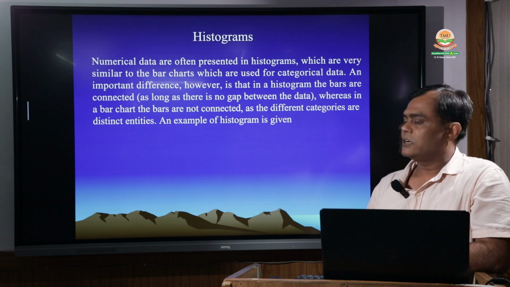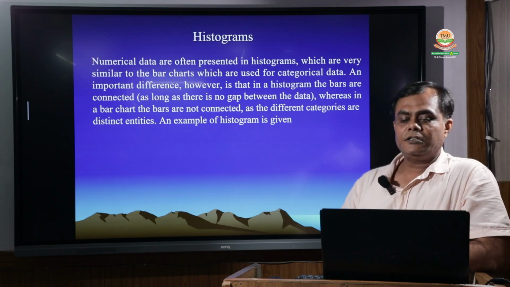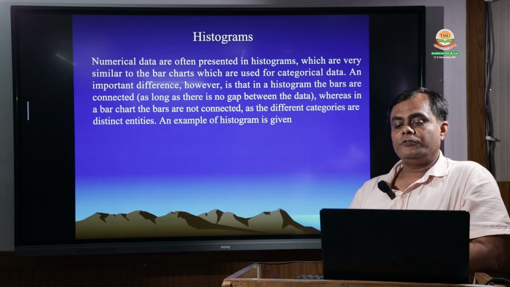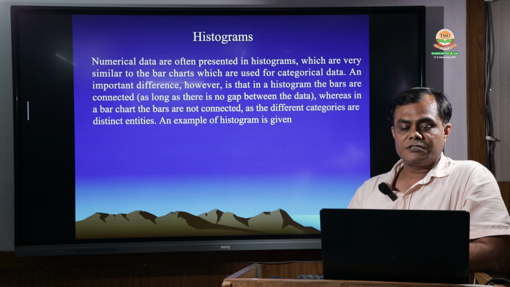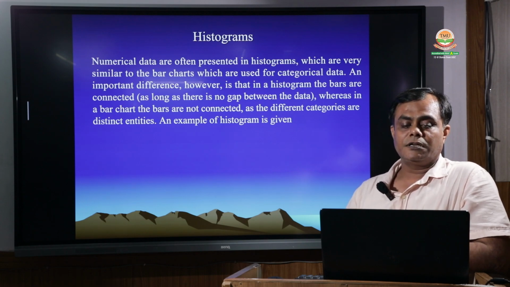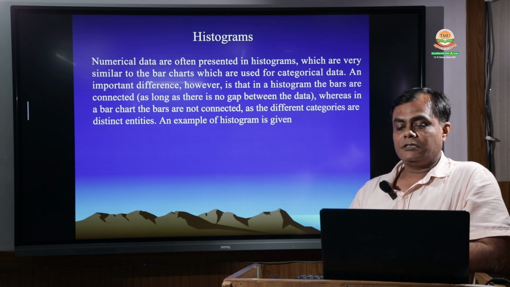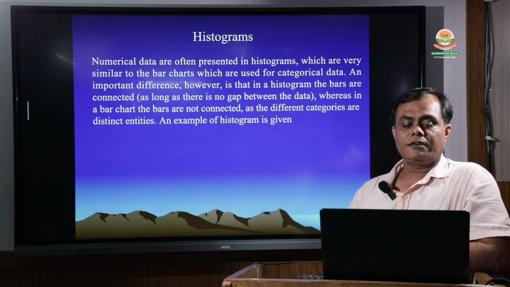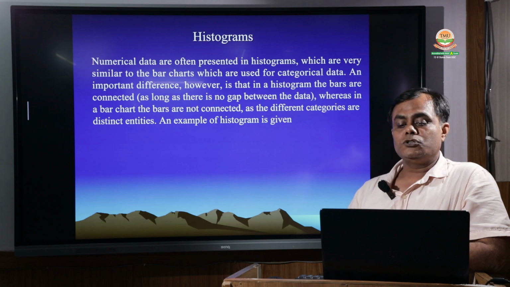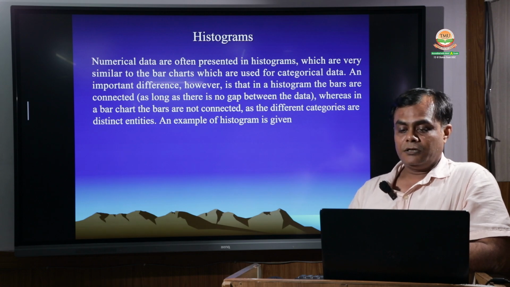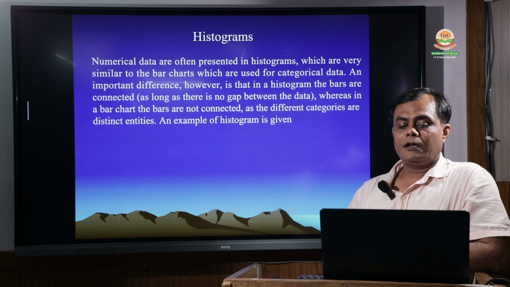Next is the histogram. Numerical data is often presented in a histogram, which is very similar to the bar chart used for categorical data. The important difference, however, is that in the histogram the bars are connected, as there is no gap between the data, whereas in the bar chart the bars are not connected and the different categories are distinct entries.